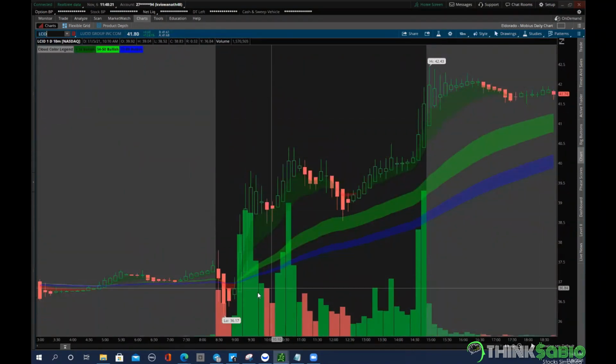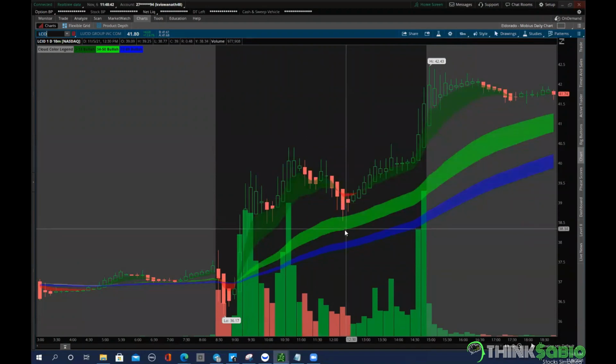And look at Lucid, for example, yesterday, right? So it started here. I noticed a high volume. I got some alert on one of my scanners, and then I noticed it. So it went up, it came down, but look, it touched this 34/50 cloud, and then it is going up, and it closed higher yesterday, right?